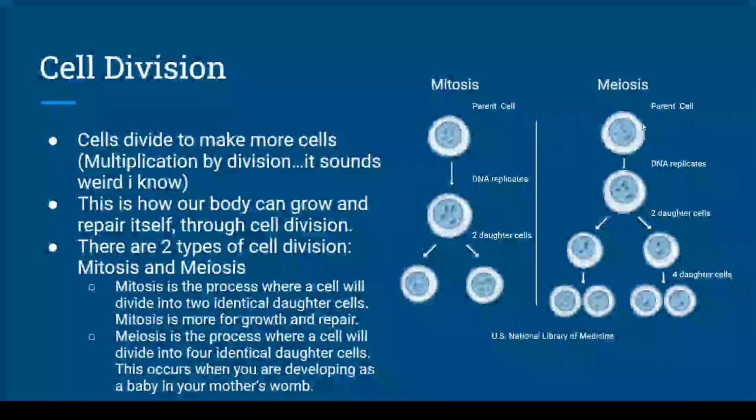Here we have meiosis. Meiosis is the process where a cell will result in four daughter cells, compared to mitosis, which is two daughter cells. Meiosis will have four daughter cells and half the DNA. It starts off with a parent cell, the DNA will replicate just like mitosis, and it will split into two daughter cells, but those two daughter cells will split again, so the DNA will be in half. Meiosis basically only happens when you're developing as a baby in your mother's womb, right? Mitosis happens as we speak.